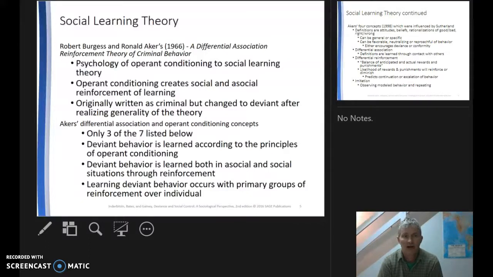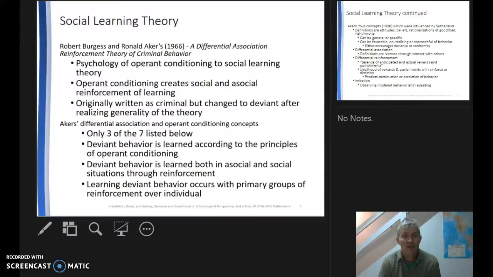The psychology of operant conditioning is an important omission, if you will, in Sutherland's work. He didn't talk a whole lot about this, and so Akers and Burgess are adding something to the theoretical debate. According to this particular social learning theory, operant conditioning creates social and asocial reinforcements of learning.